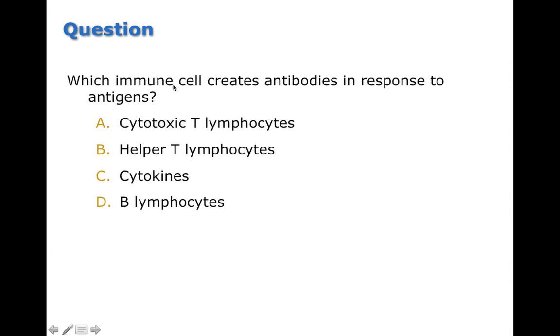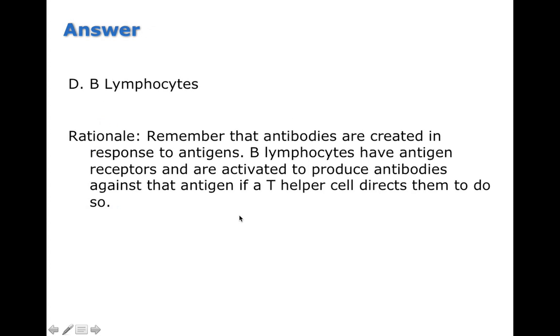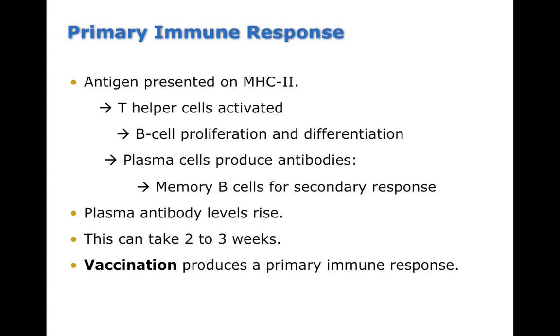Now, our question here says, immune cell creates antibodies in response to antigen, right? So what immune cell creates antibodies in response to an antigen? Is it the cytotoxic T cell, helper T cell, cytokine, or the B lymphocyte? Well, we know it's the B lymphocyte, remember? Because B lymphocytes, once they're activated, they can turn into plasma cells, which effectively can produce lots of antibodies.